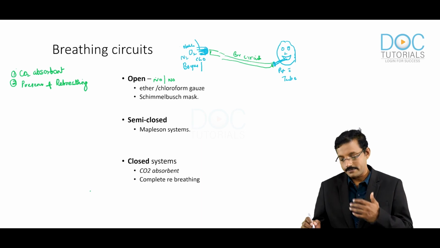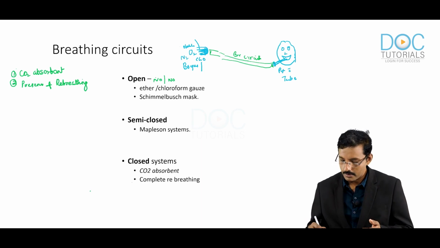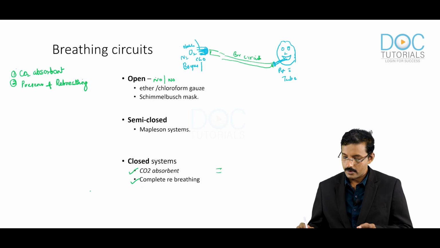Now go to the other extreme. Here there is complete rebreathing, and there you need a carbon dioxide absorbent. What happens is, here the common gas outlet gives oxygen. The patient here takes in oxygen, does his metabolic activity and gives out carbon dioxide, which is again going back to the machine. So this is complete rebreathing.